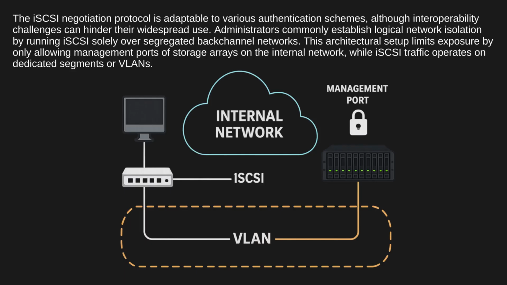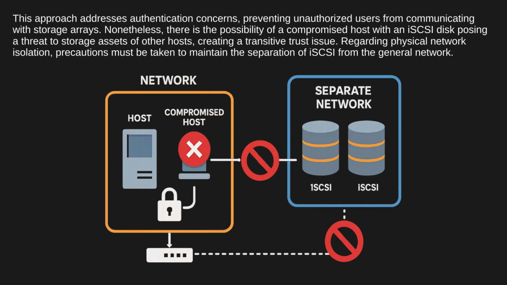Administrators commonly establish logical network isolation by running iSCSI solely over segregated back-channel networks. This architectural setup limits exposure by only allowing management ports of storage arrays on the internal network, while iSCSI traffic operates on dedicated segments or VLANs. This approach addresses authentication concerns, preventing unauthorized users from communicating with storage arrays. Nonetheless, there is the possibility of a compromised host with an iSCSI disk, posing a threat to storage assets of other hosts, creating a transitive trust issue.